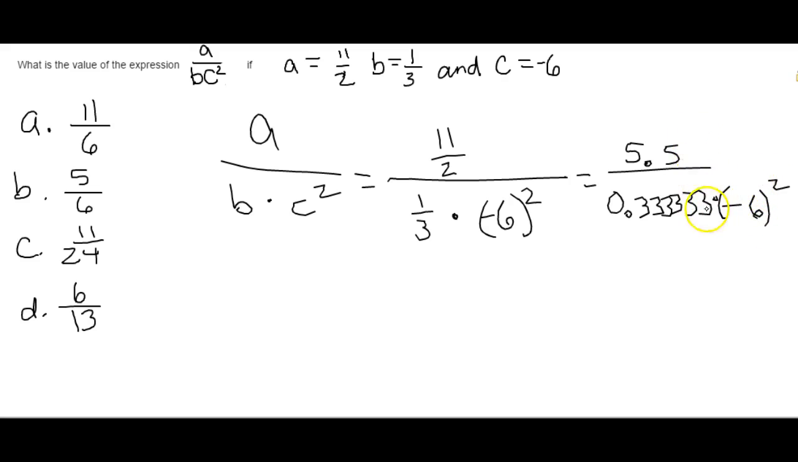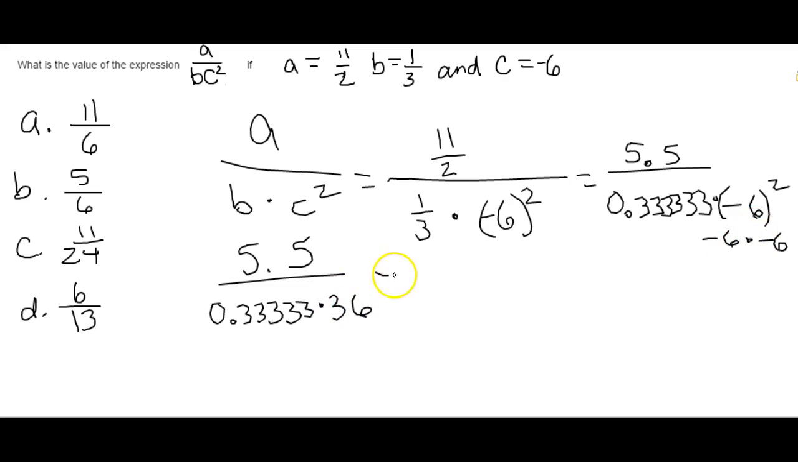Now when you are working with fractions, you do need to have the numerator just as one number, which we do. 5.5 is one number only, and the denominator as one number. So we're going to focus on this denominator for now. We have to take care of that negative 6 squared. When we do negative 6 squared, your exponent is saying multiply that number this many times. So negative 6 times negative 6. We're using this number, negative 6, twice. So negative 6 times negative 6 is 36.